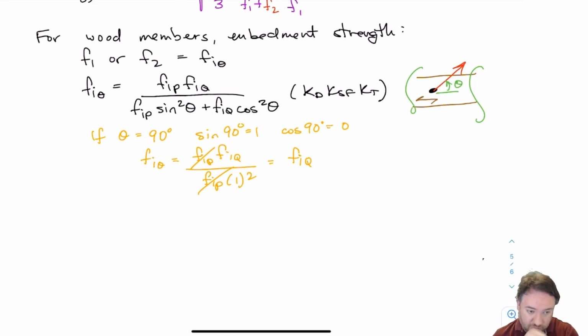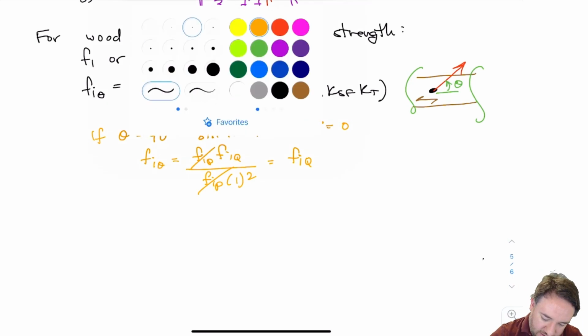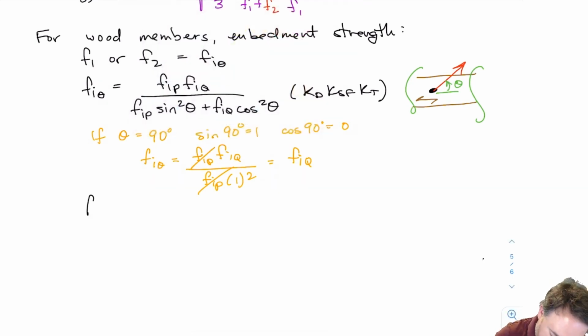So if I have my load directly parallel to grain or directly perpendicular to grain, I don't really have to do this interaction equation. I don't have to calculate the perpendicular to grain strength, for example, if I'm doing parallel to grain, because we know it's going to cross out. So if I'm doing embedment parallel to grain, then I just set my Fi theta to FIP. And if all my load is perpendicular to grain, then I can just set my Fi theta to FIQ, which is the embedment strength perpendicular to grain. So then what are those embedment strengths?